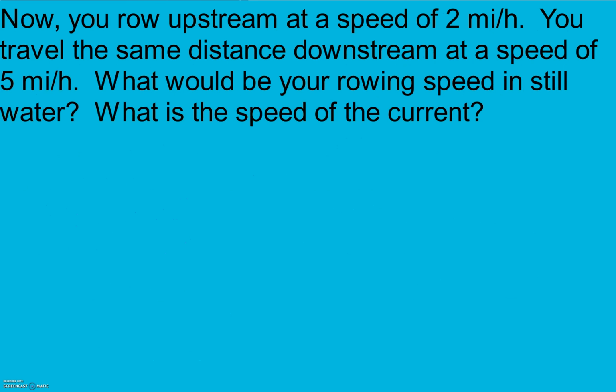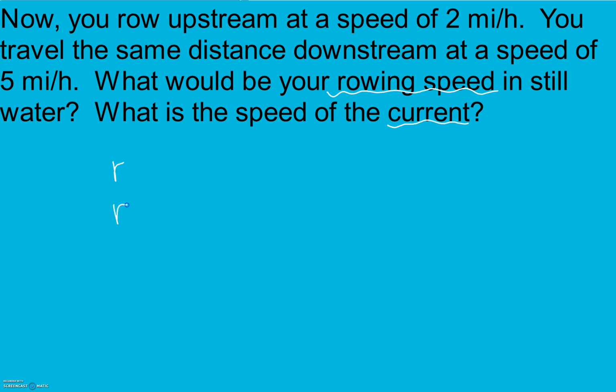Now, you row upstream at a speed of 2 miles per hour. You travel the same distance downstream at a speed of 5 miles per hour. What would be your rowing speed in still water? And what is the speed of the current? So our two things that are changing here are our rowing speed and our current. And in the water, these work the same way as in the air. So our rowing speed is like our air speed, how fast we think that airplane is going.